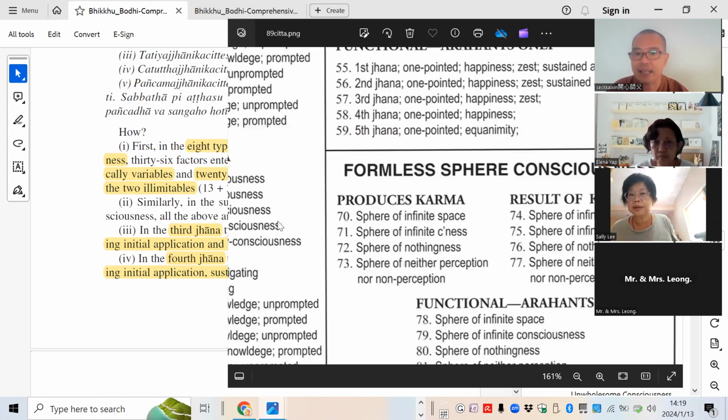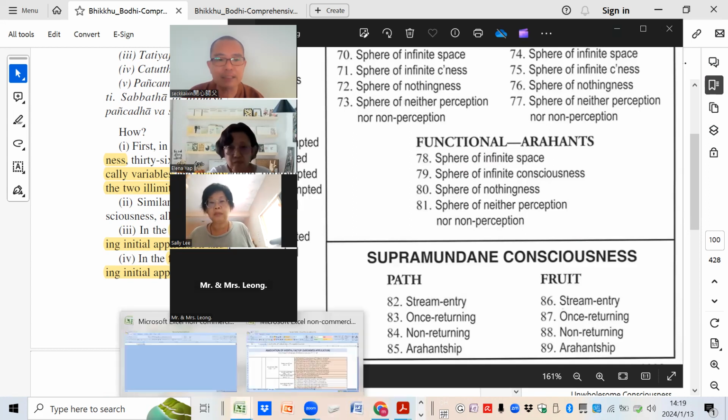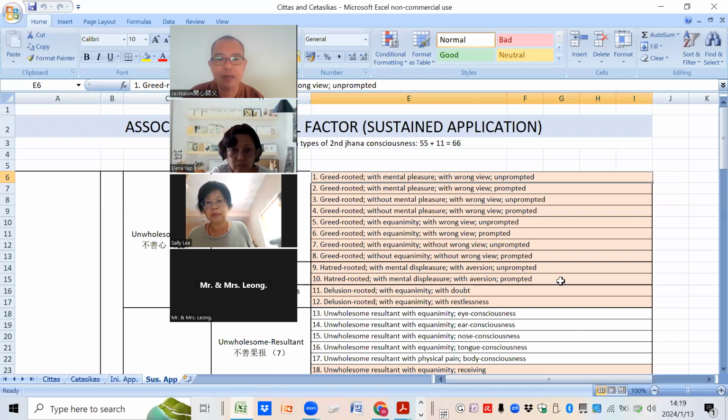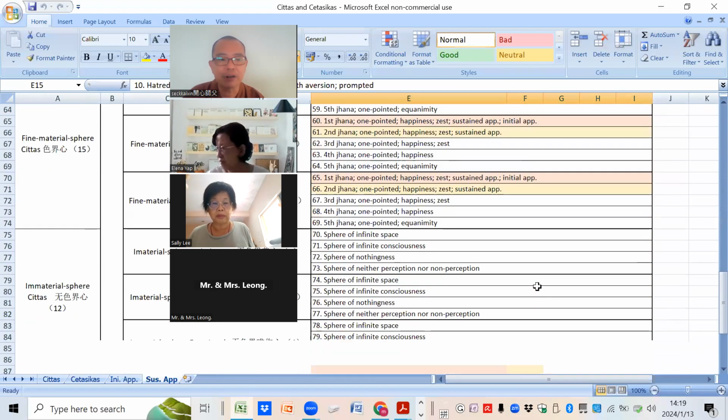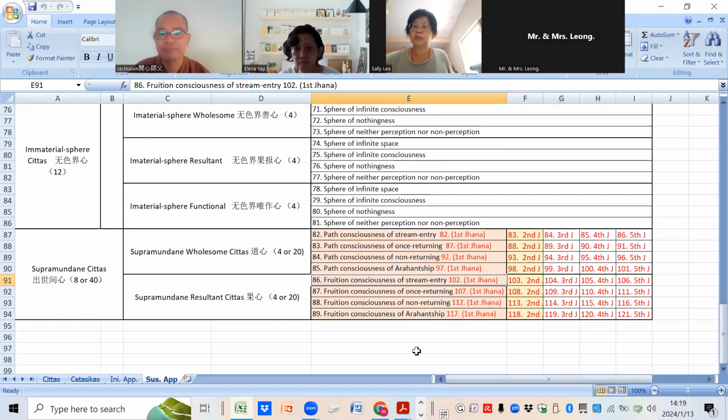Okay. So this diagram, which is the supramundane, maybe this diagram will be a little bit better. Let me show you. So this is the diagram prepared by Hui Ping. You see, class, this is the supramundane here. Now we are trying the calculation, based on what?